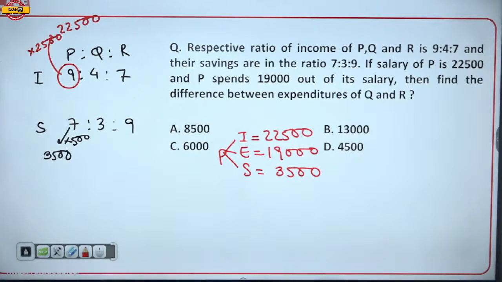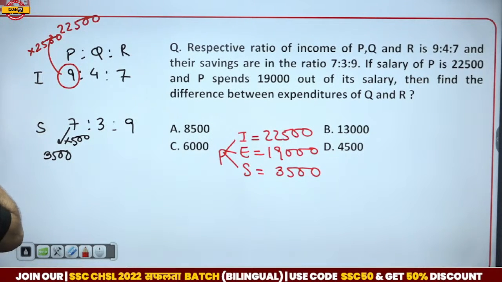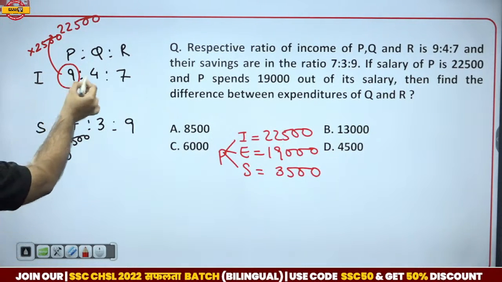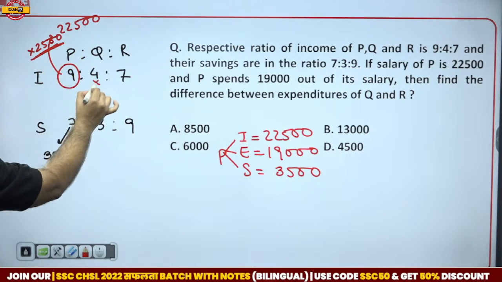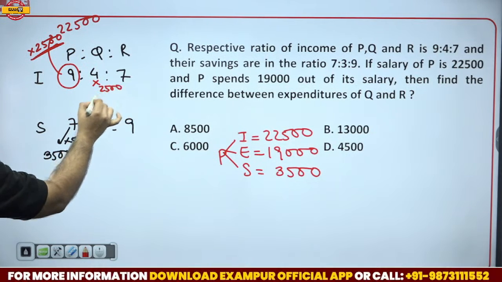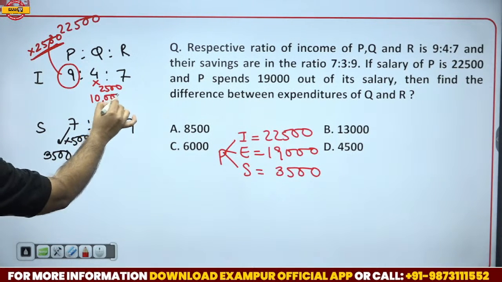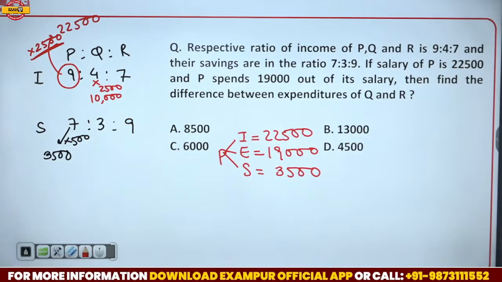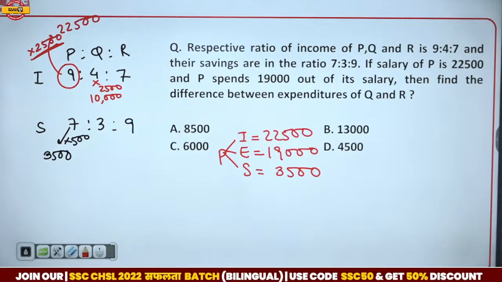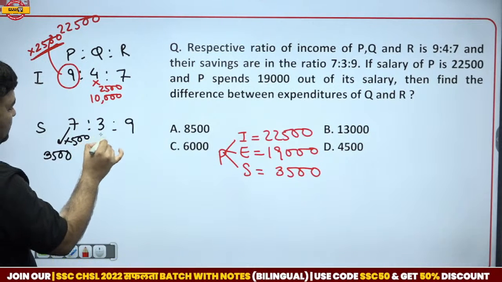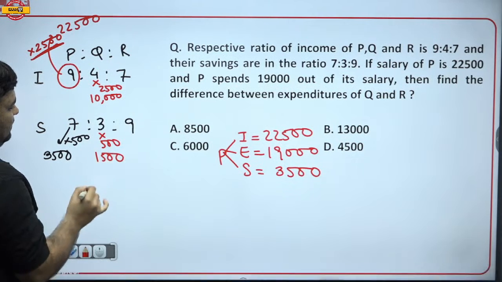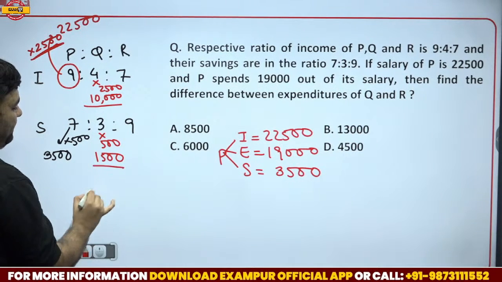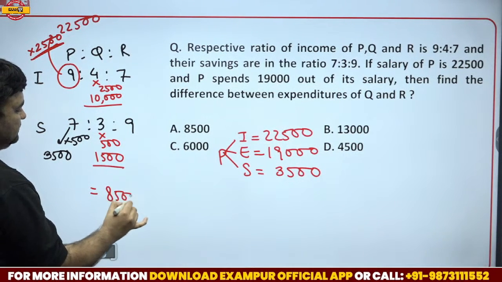Expenditure of Q and R. So income of Q is 2,500 into 4, 10,000. Income of Q is 10,000. Saving of Q is 1,500. So expenditure of Q is 8,500.